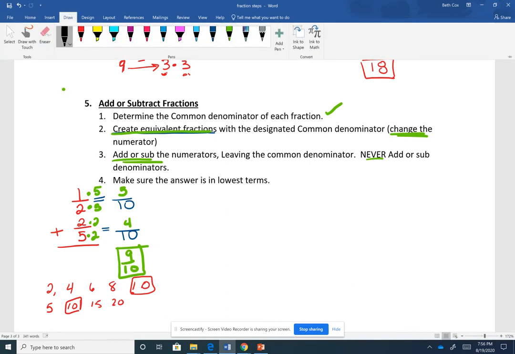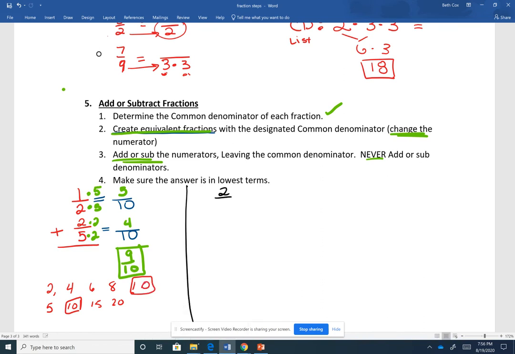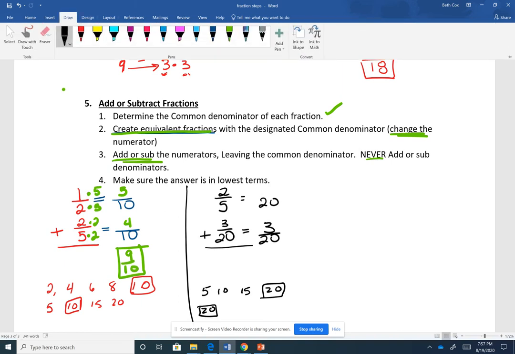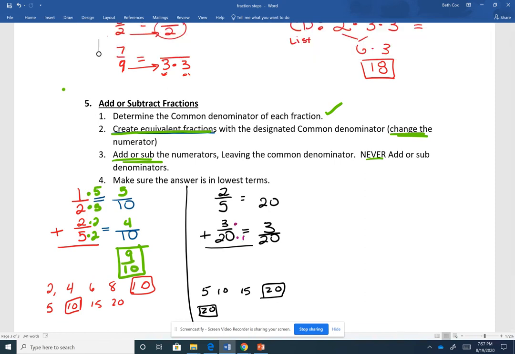Okay, let's do another one. Let's say 2/5 plus 3/20. Okay, so now the common denominator for this one is going to be 20. Okay, so this one doesn't have to change. So it's 5, 10, 15, 20, and then just 20. So that's my common denominator. Okay, so this second fraction I don't have to change. I could just say multiply by 1, but I really don't have to change anything.